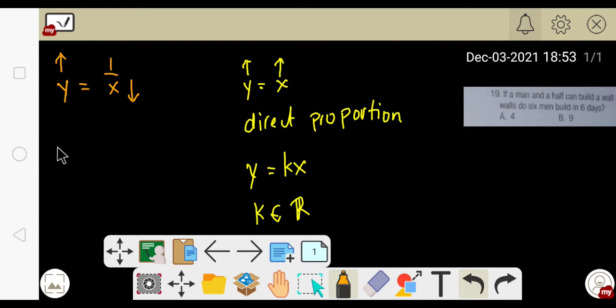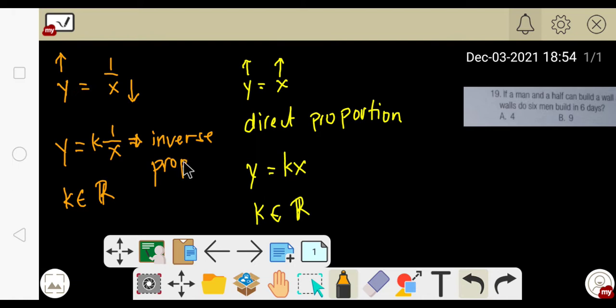So the inverse proportion, suppose we have y is equal to 1 over x, meaning y varies inversely with x. So there exists k, a constant, where k is in real number. So this is the inverse proportion. Meaning if y increases, then x decreases, and vice versa.